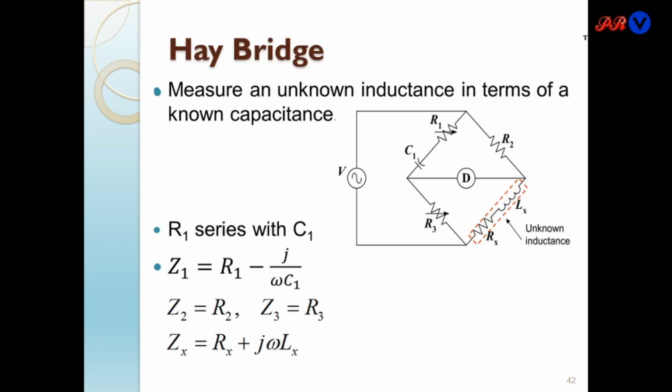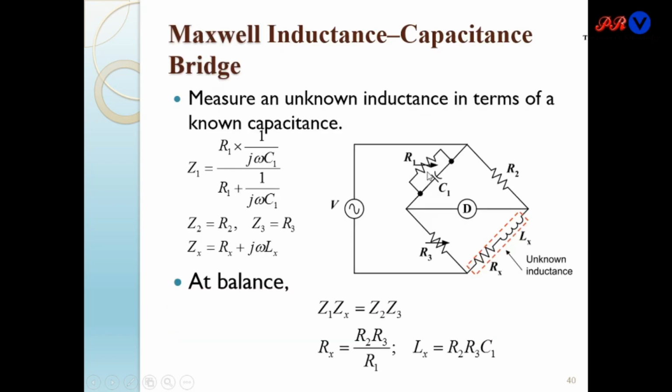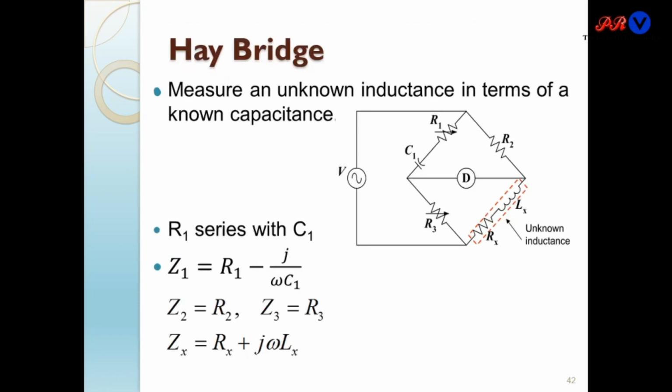Next bridge is Hay bridge. Hay bridge is used for measurement of an unknown inductance in terms of a known capacitance. So here this is the known capacitance and this is what we want to calculate. R1 is in series with C1, while in the earlier case we had R1 in parallel with C1. So this modification of the bridge is known as Hay bridge.